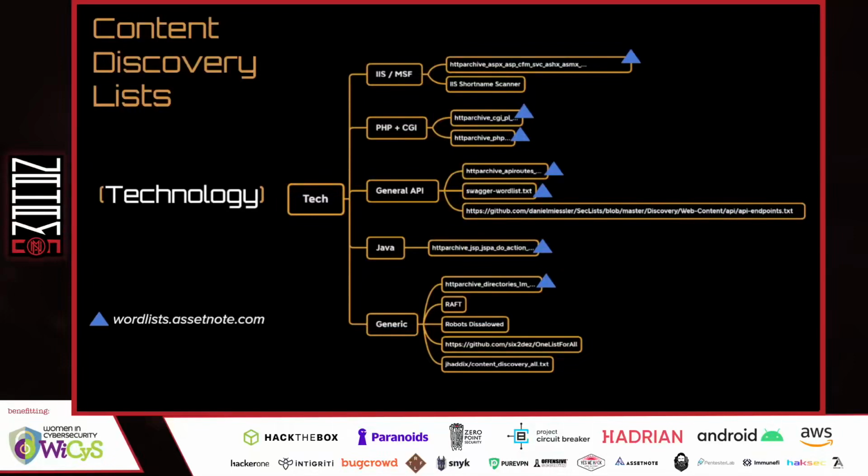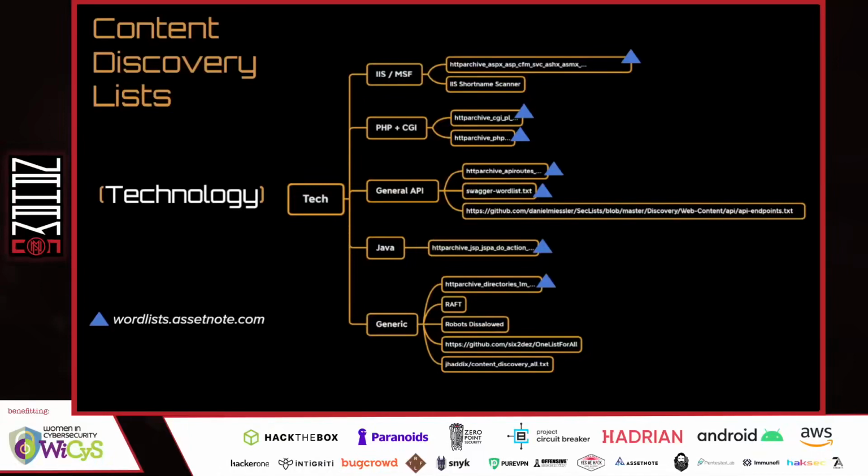And so the one that's maintained by Assetnote that I think is really good is the HTTP Archive Directories 1 million. Remember, requests are free. So I'm not really worried about sending 1 million requests. Some people might need to be stealth, but I've got to have that coverage. There's also the Raft list and the Robots Disallowed lists, which are very similar.